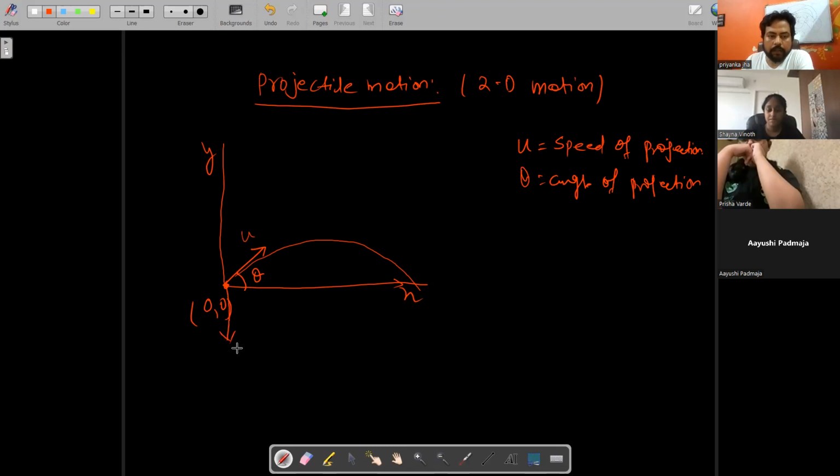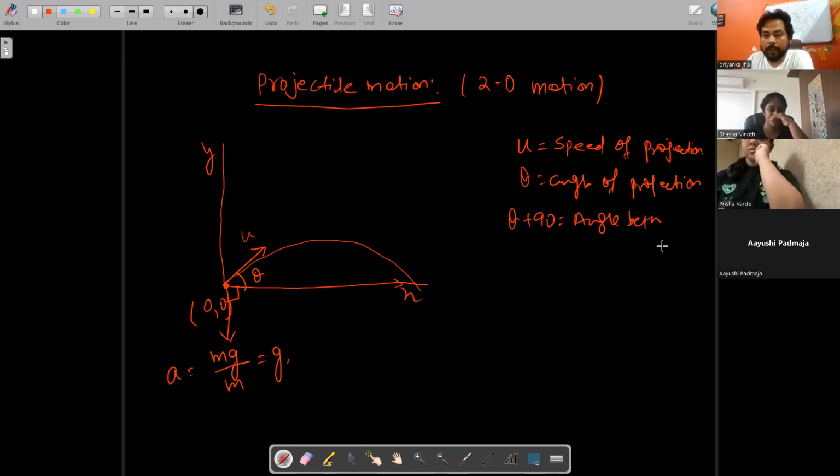And Earth will pull this particle downward by some force mg. So we can define acceleration as force upon mass, that is g. This is acceleration due to gravity. And you can see the angle between the initial velocity, that is the projection velocity, and the acceleration is always 90 plus this angle theta. So theta plus 90 is the angle between initial velocity u that we provide and the acceleration due to gravity, right?